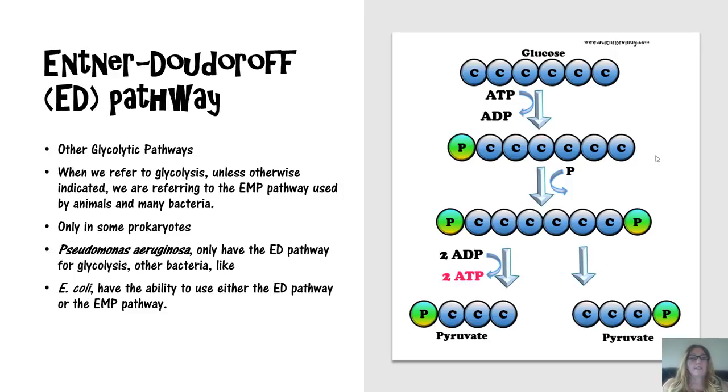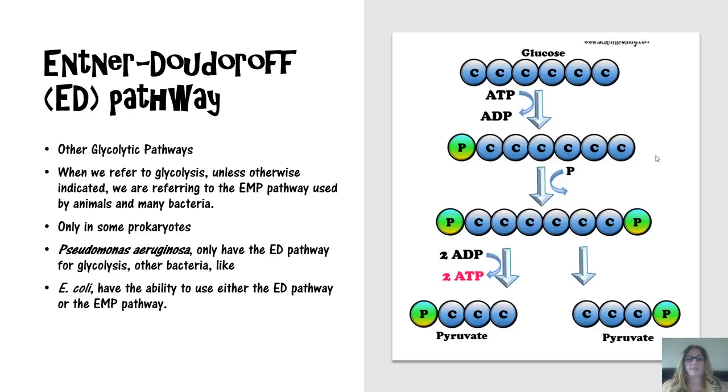Now, this is the ED pathway of glycolysis, or the Entner-Doudoroff pathway. I think I'll stick with the ED pathway. So, when we refer to glycolysis, unless stated otherwise, you can just assume that we mean the EMP pathway. But the ED pathway is only in some prokaryotes, not even in all prokaryotes.